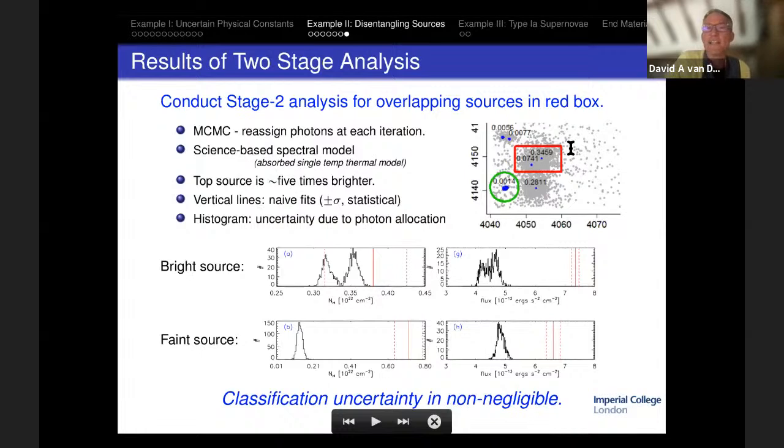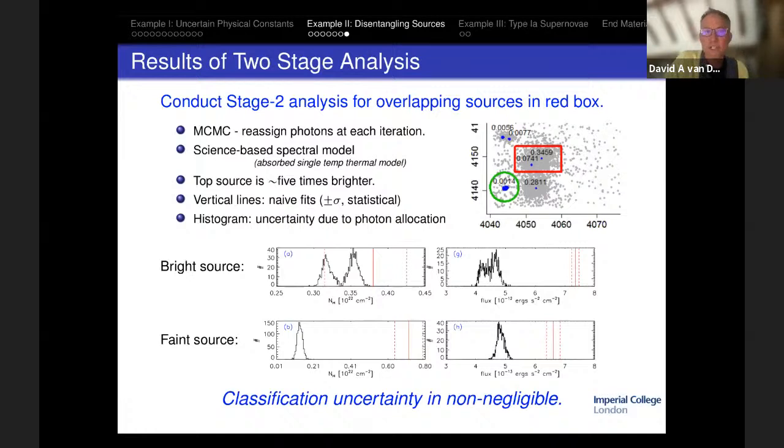Again, I'm looking at these two sources in the red box here because they're overlapping. The top one is quite a bit brighter than the bottom one, and it's the first row in the image at the bottom, and the faint source is at the bottom. I'm fitting an absorbed single temperature thermal model, 4 or 5 parameters in that model. Here, I'm going to just show you 2 of them to give you some sense of what's going on. The vertical lines are the estimates and errors based on that naive analysis, right? Just associate photons based on how close they are to each of the locations.